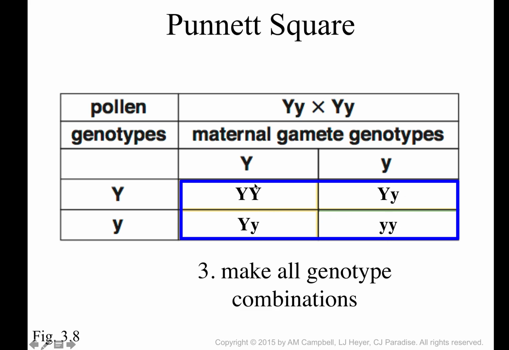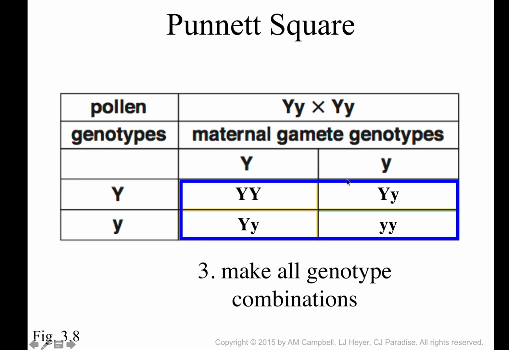You can either have homozygous dominant big Y, homozygous recessive little y, or if you have 1 of each, that's called heterozygous. Okay? And these guys would be yellow because yellow is dominant over green. These guys would be yellow because you have 2 versions of yellow. And these guys here would be green because you have 2 versions of green and no yellow.